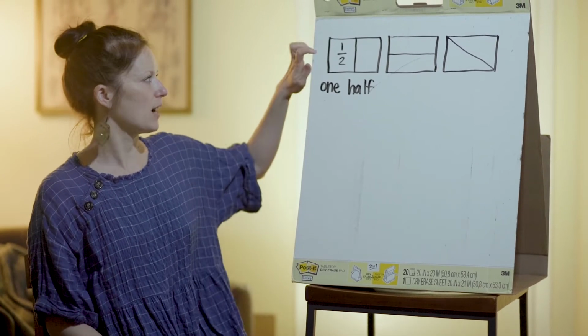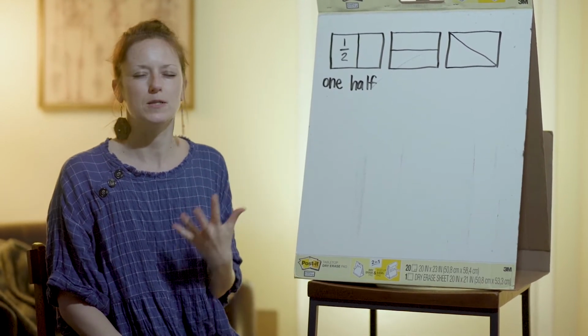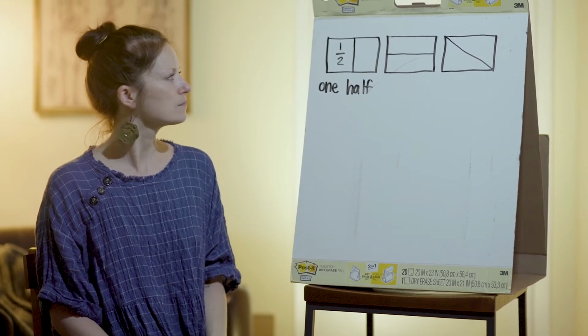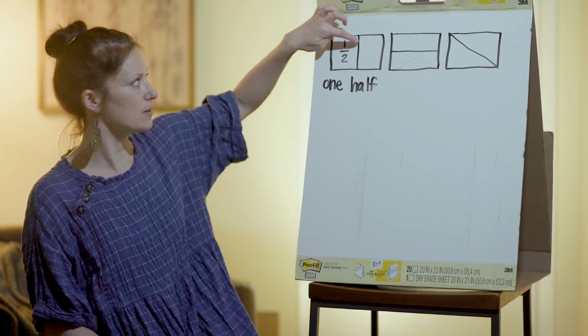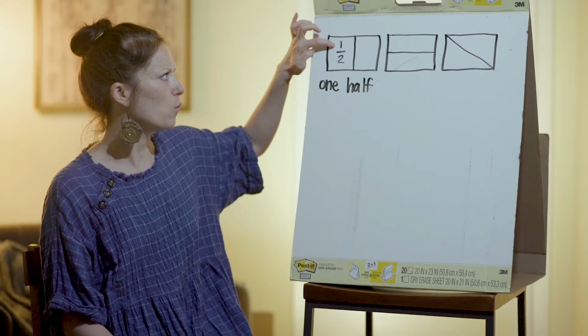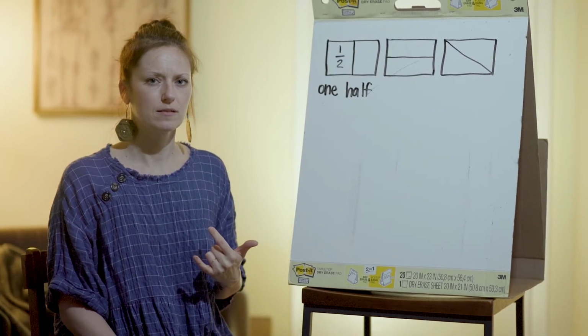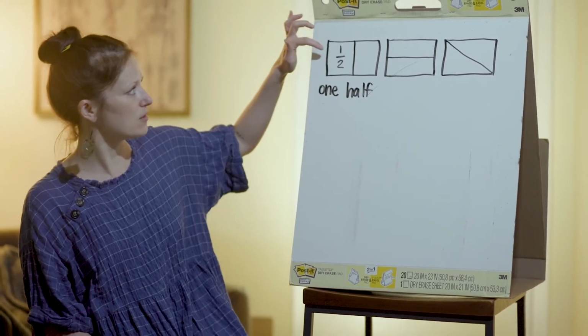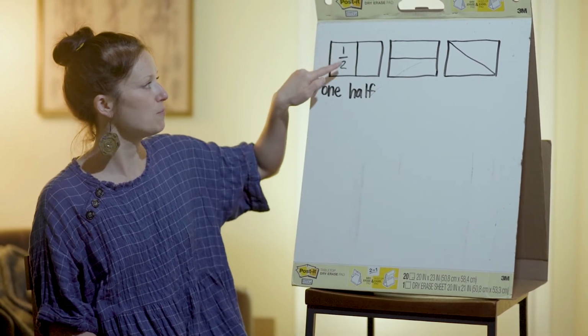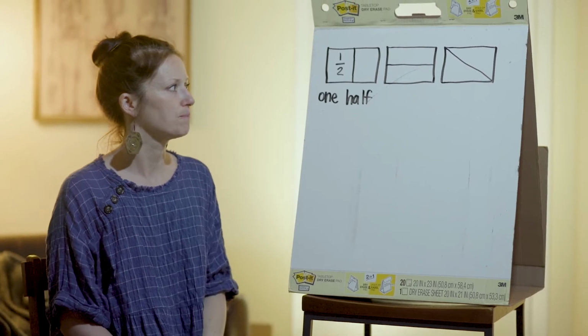So if I'm writing this fraction notation, what does the 2 represent? Or what does the 2 mean in this fraction? It means that there are two parts here, two equal parts in this brownie. What about the 1? What does that represent? Yeah, it means there's 1 out of 2 equal parts. So we're talking about this one piece out of 2 equal parts.